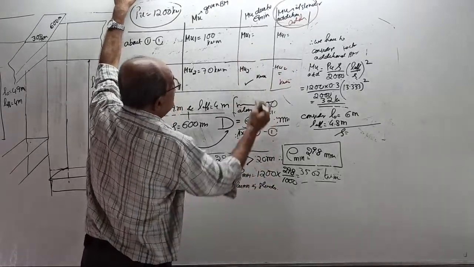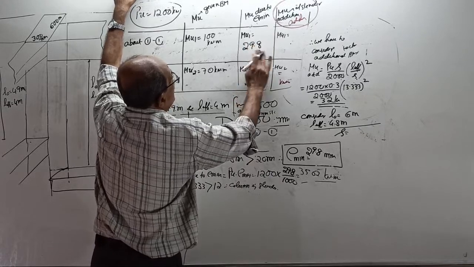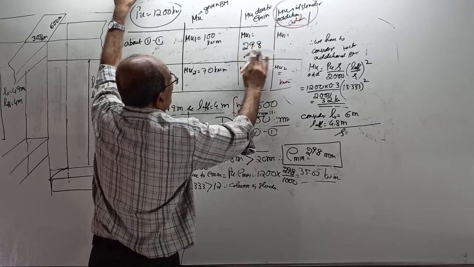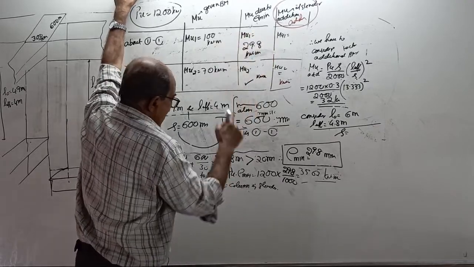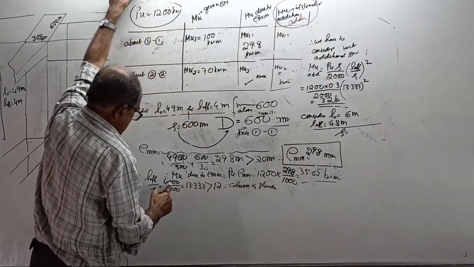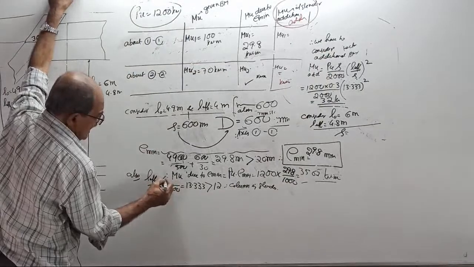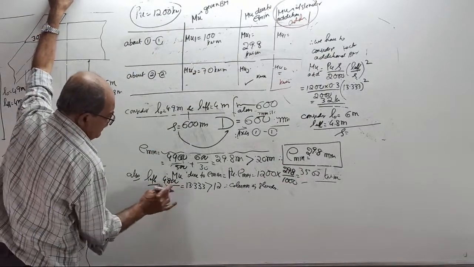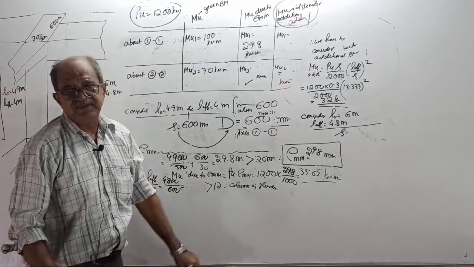Mu1 is how much? Mu1 is 29.8 kilonewton meter. Okay. Then also, L effective by B is what? Effective length is 4000. Corresponding, 4800 by 600. What is the answer? 4800 by 600. What is the answer?